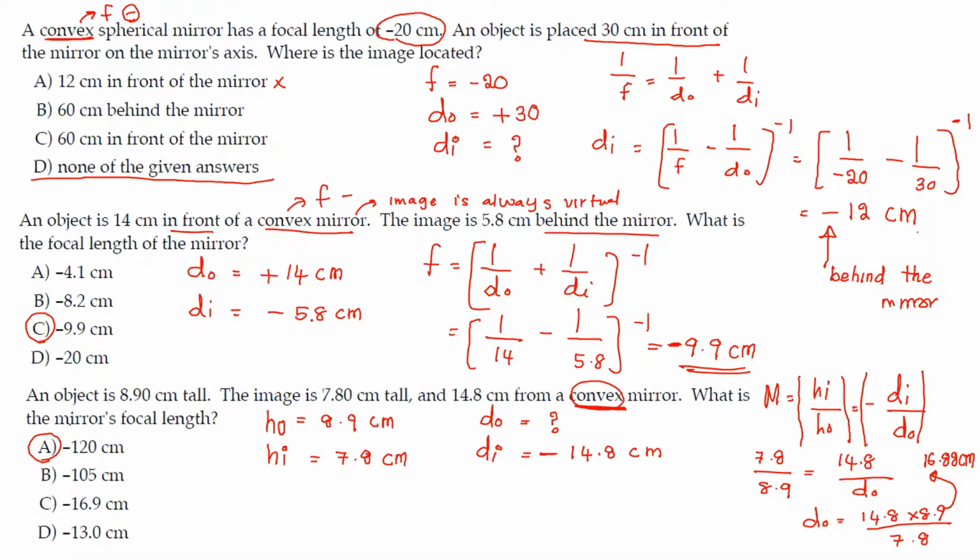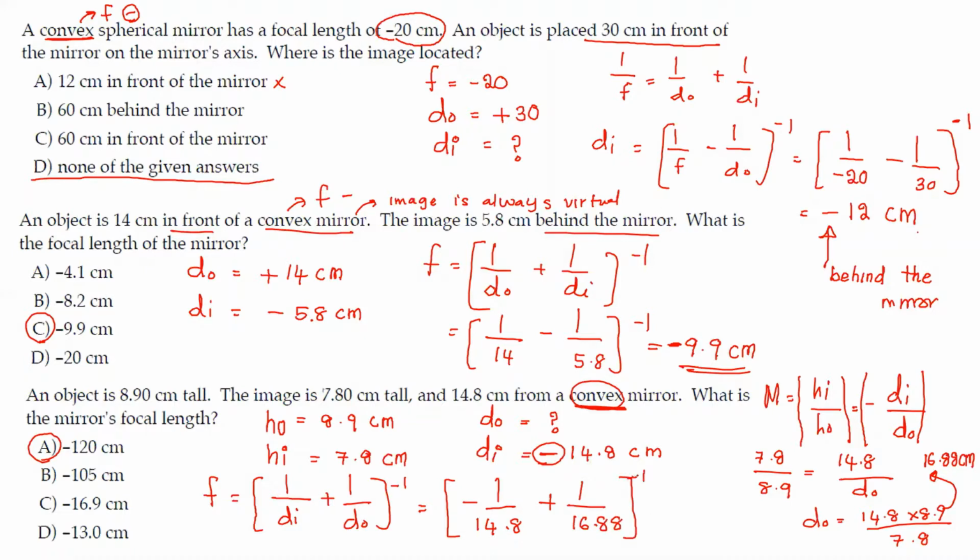Okay, now we have to find the focal length. What is the equation? 1 over di plus 1 over d naught, and you take the inverse. So right here we have to be careful with this sign, because we know it is a convex mirror, therefore di is negative. Negative 1 over 14.8 plus d naught is 16.88. So when I take the inverse, I get negative 120.